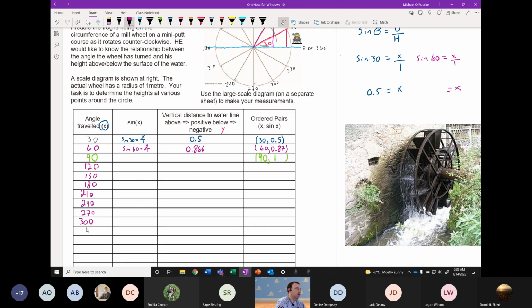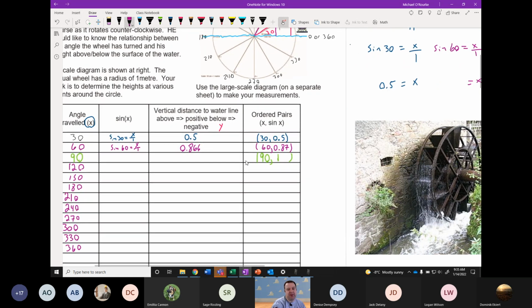300, 330, 360. Okay. The ordered pair here is, if we're going to graph it, Jenna, this would be the X component, this would be the Y component. Okay? Does that make sense, Jenna?